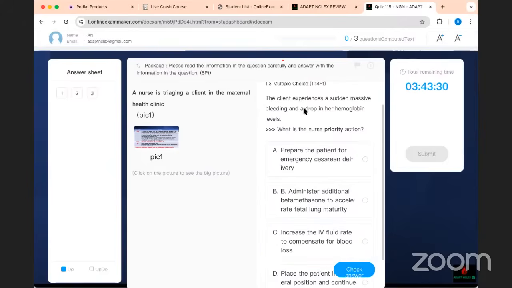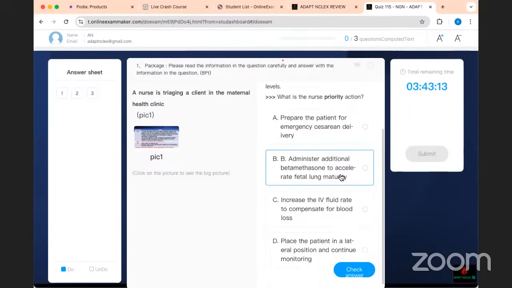Now, the client experienced a sudden massive bleeding and a drop in the hemoglobin level. You see, now she's bleeding and the hemoglobin level dropped. She has placenta previa. What do you think you should do? What is your priority action? If you watch my prioritization video, I always say, do something to save the patient. You have to be sharp. There's no ABC here. Okay, do something. Which of these options, when you do, is going to save the patient?